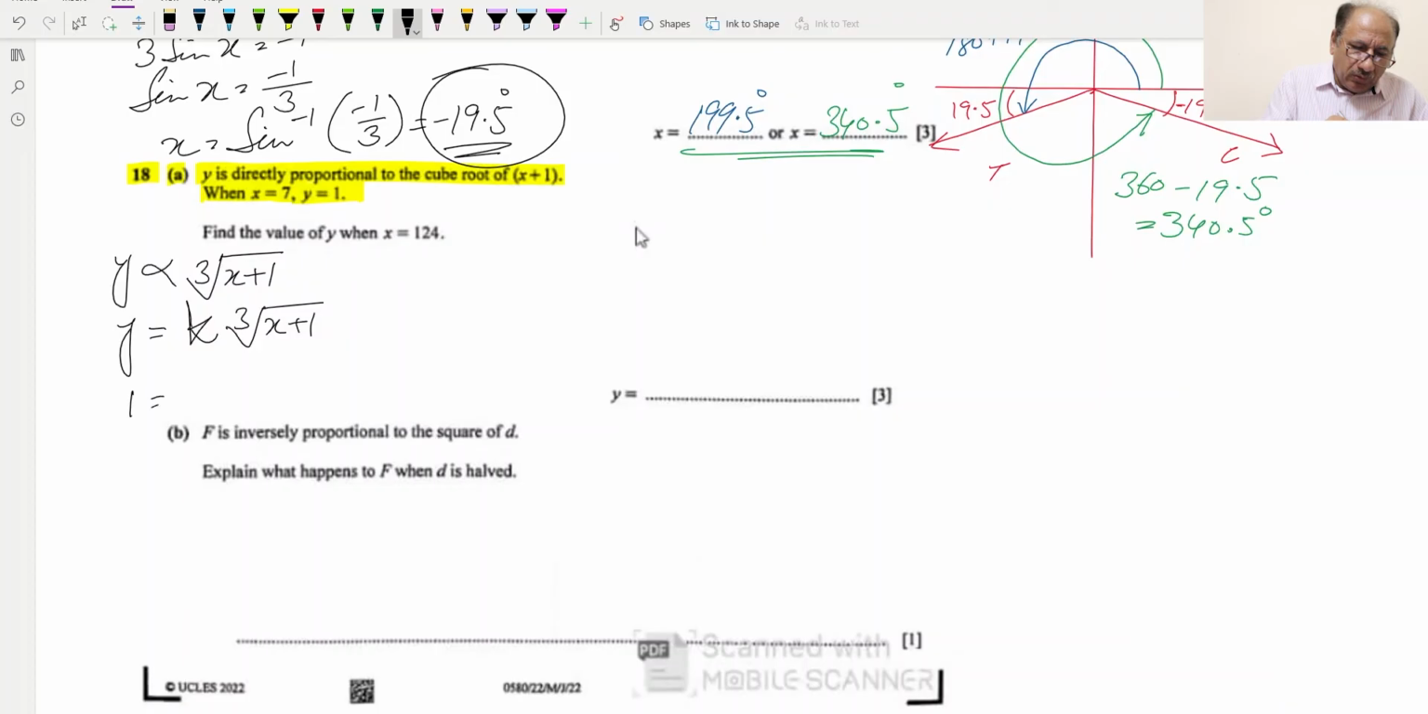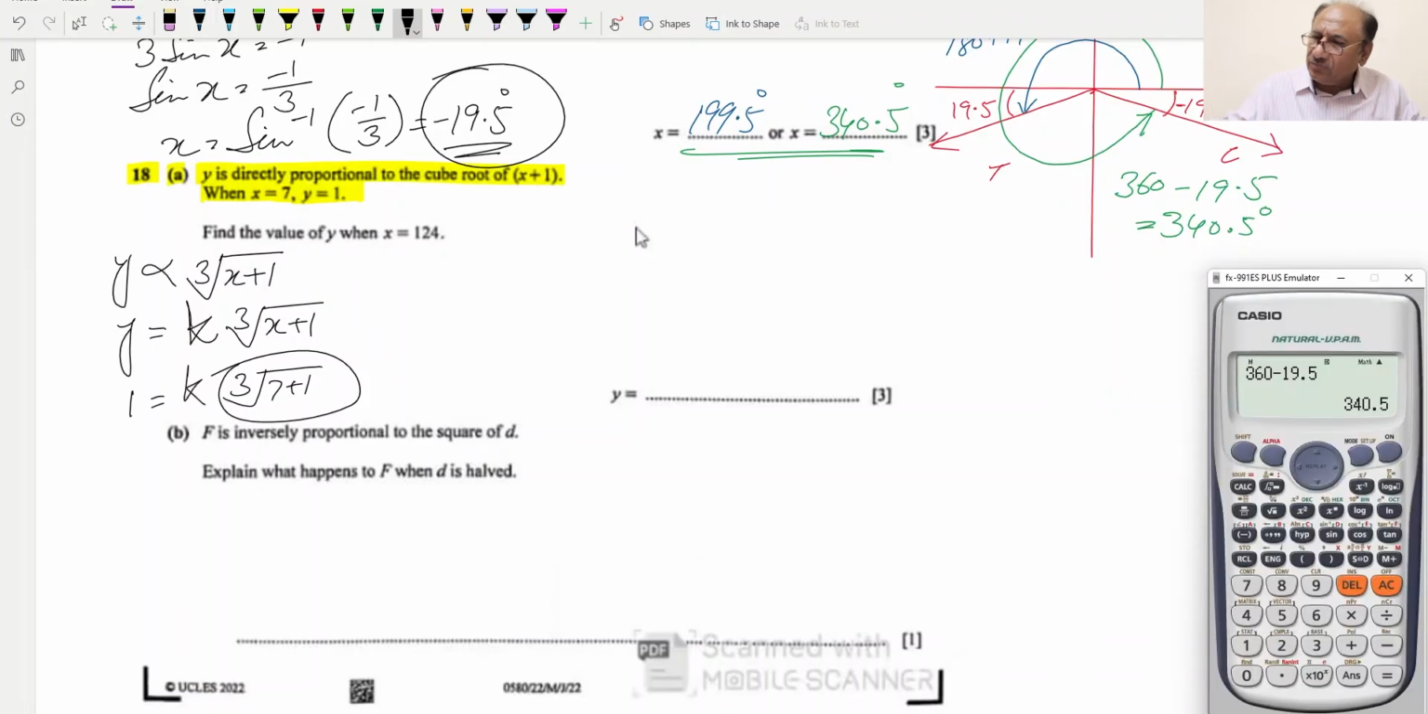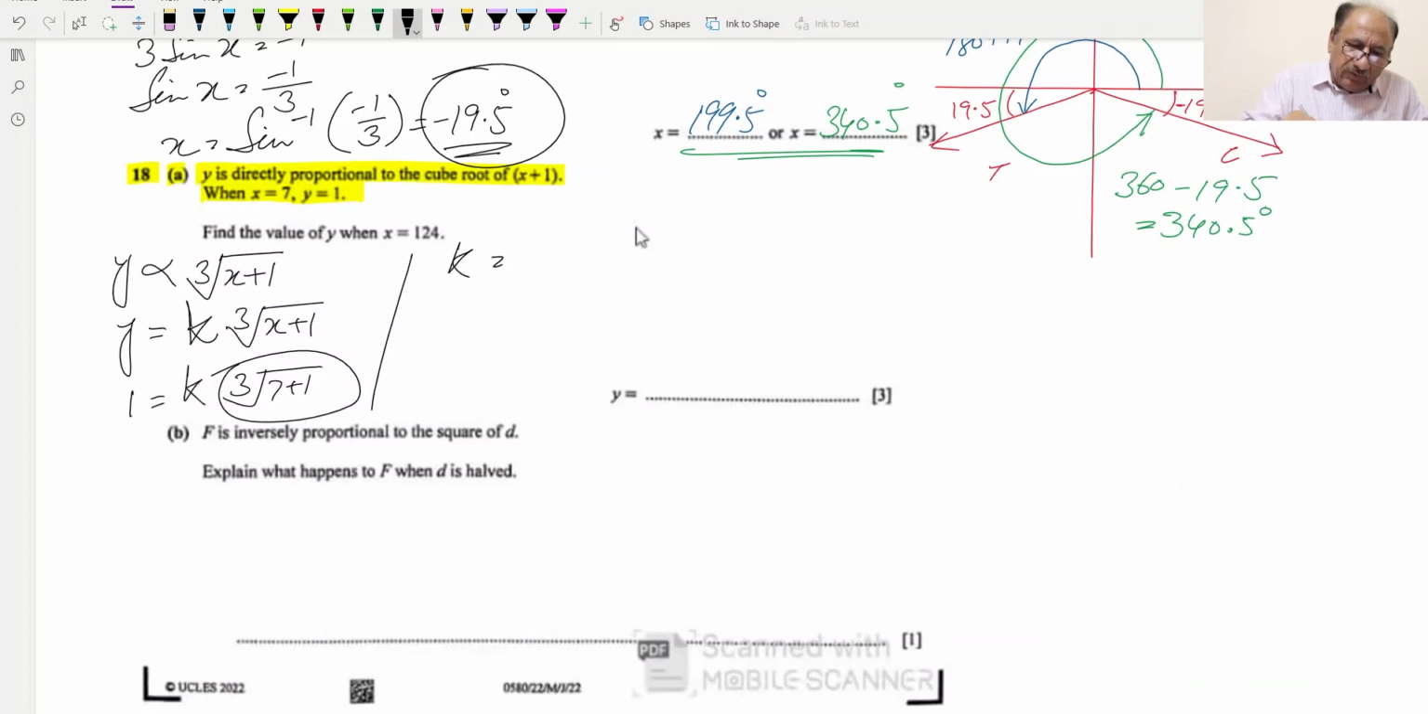y is equal to 1 and x is equal to 7. So cube root of 7 plus 1, which is 8. Cube root of this one we can calculate, which will be 2, but I just wanted to show. So it will be 3 into this, which is 8, and this is equal to 2. So we can write k will be equal to 1 by 2.